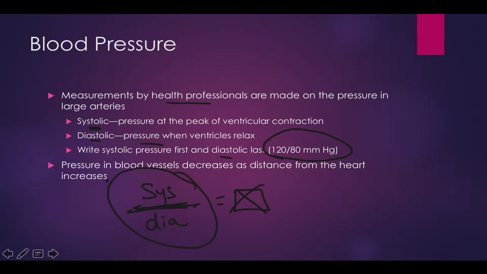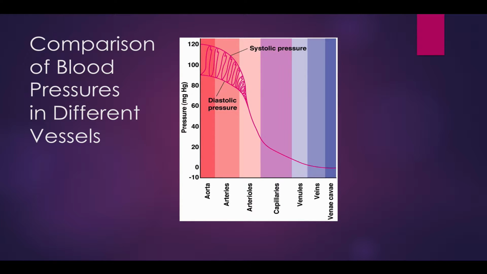Pressure in the blood vessels decreases as the distance from the heart increases. So hopefully that makes sense that as you're leaving the heart, your pressure will decrease. All right, so if we compare our blood pressures here, your systolic number is always going to be higher because it's at the peak of contraction, and your diastolic number is always going to be a little bit lower. And then from here, you can calculate what's happening with your aorta, your arteries, your arterioles, capillaries, that sort of thing. I think that's kind of a cool picture there.